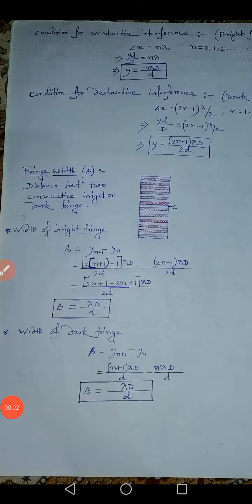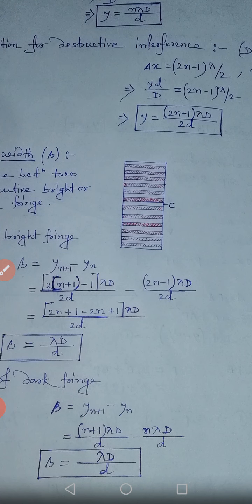In this video we are discussing fringe width. Fringe width means the width of the bright fringe and dark fringe. So to get the fringe width, how do we calculate it?